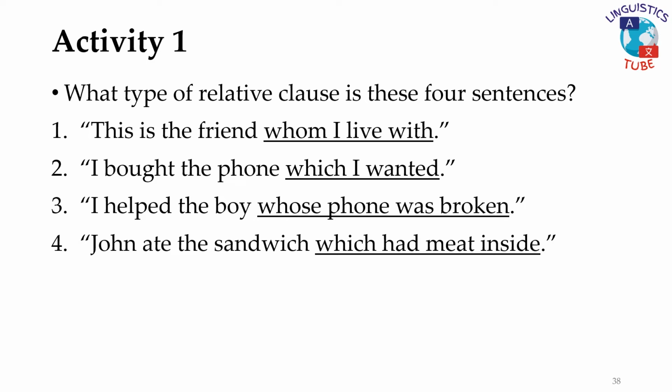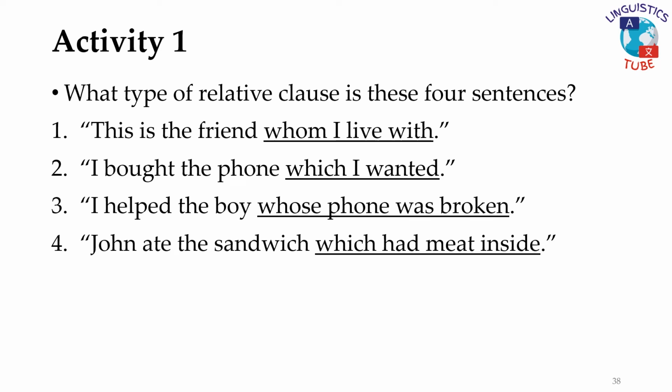One is an after preposition relative clause, because the two full sentences are, this is the friend, I live with the friend. With is the preposition, so the friend, which was inside the prepositional phrase, becomes the relative pronoun whom. 2 is an object relative clause, because the two full sentences are, I bought the phone, I wanted the phone. The object of the second sentence becomes the relative pronoun which.